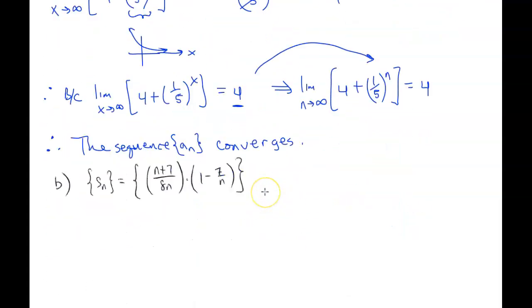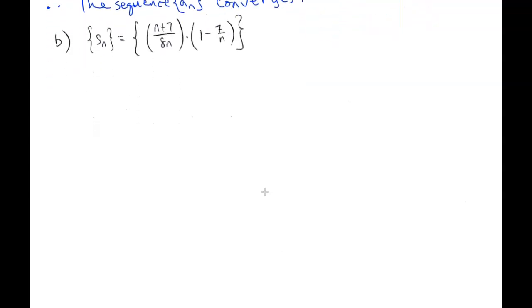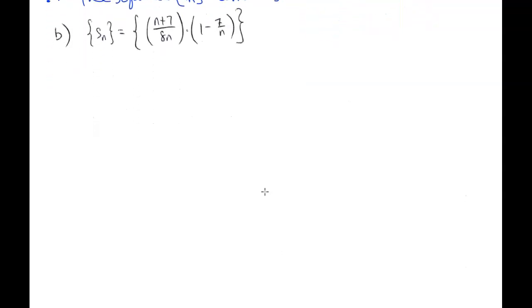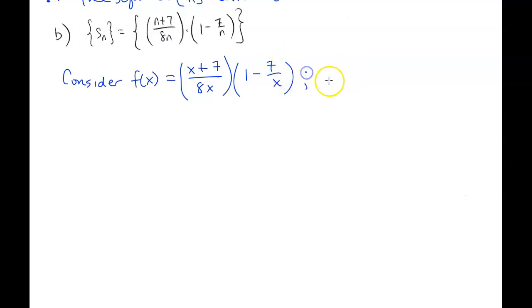Okay. All right, so let's look at our second example. Different sequence, same idea. Okay. So here we want to figure out whether this sequence is going to converge. We are going to consider this corresponding function. And all I'm doing is just replacing the n's with x's, and I'm assuming here that x could be any real number that's in the domain of this function.